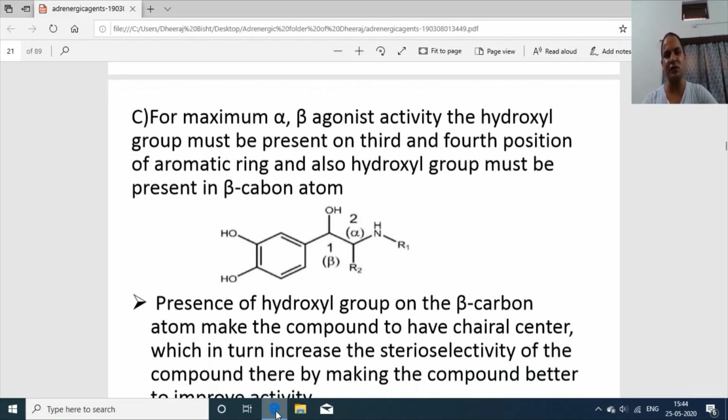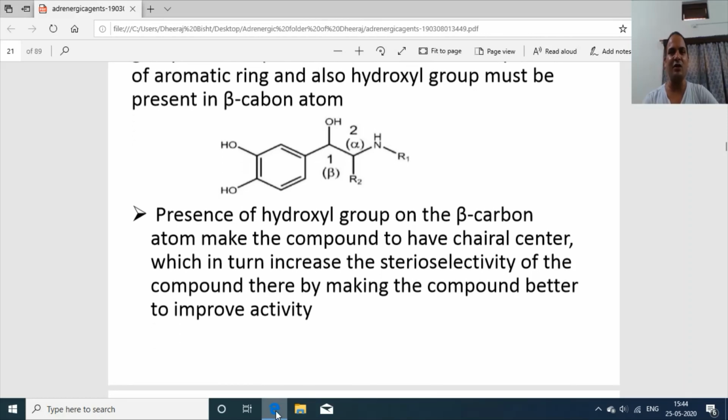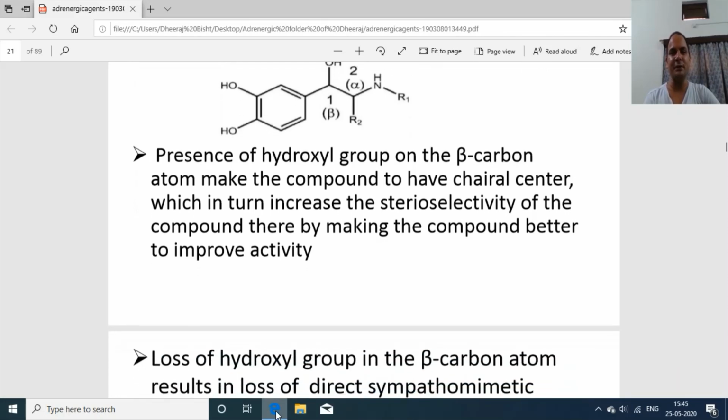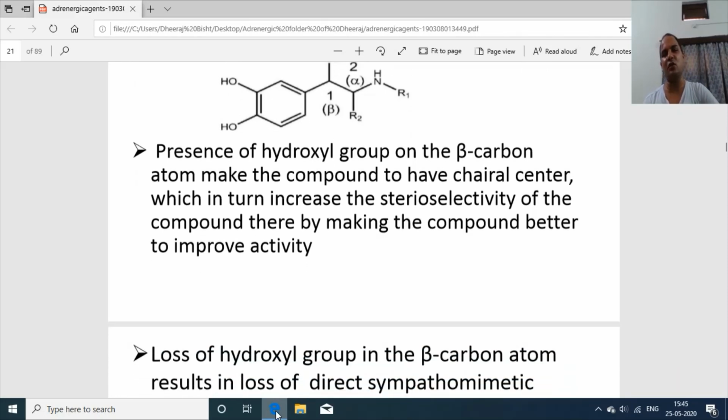third and fourth position of the aromatic ring, and also a hydroxy group must be present on the beta carbon atom. Please see in this figure, this is the alpha position. The functional group is NH, and the OH is on what is called the beta position. Now the presence of a hydroxyl group on the beta carbon atom gives the compound a chiral center, which in turn increases the stereoselectivity of the compound, thereby improving activity.